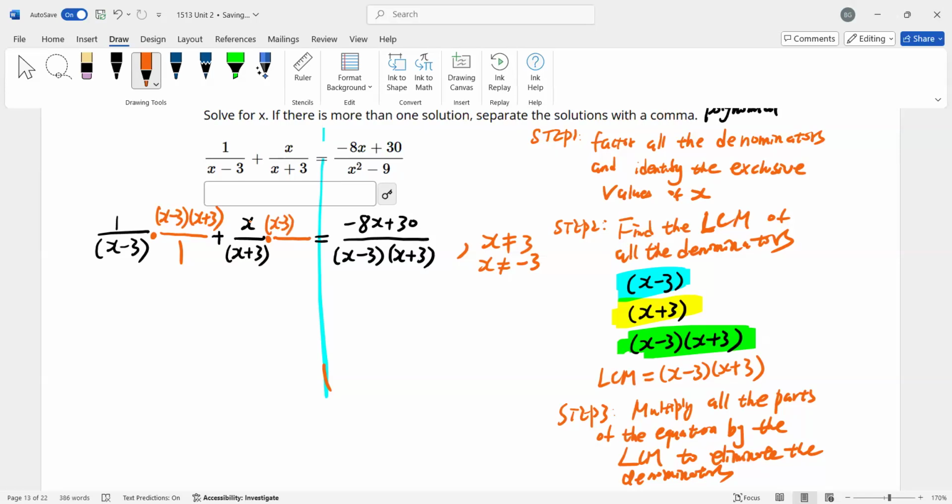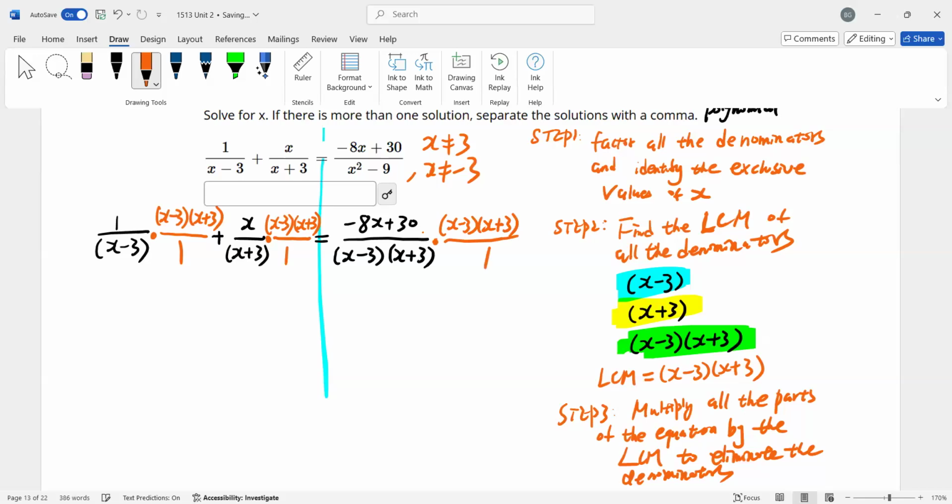A little bit crowded, sorry about that. X minus 3, x plus 3 over 1. And I think I want to move this part. Okay, I'll erase it and run it again. So the excluded values, x cannot be 3, x cannot be -3. All right, so the right side, multiply by the LCM, x minus 3, x plus 3 over 1.